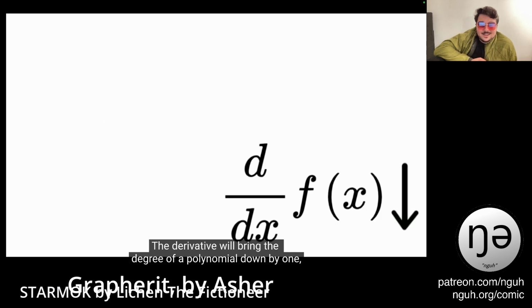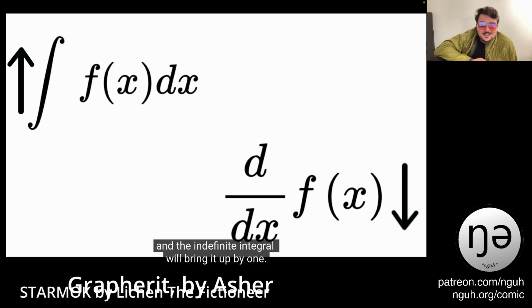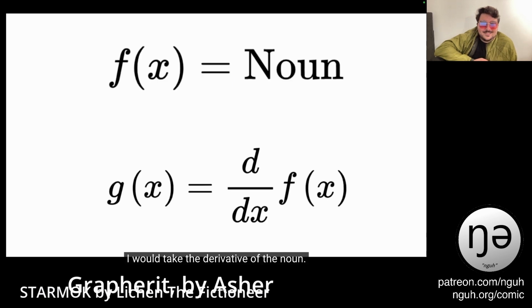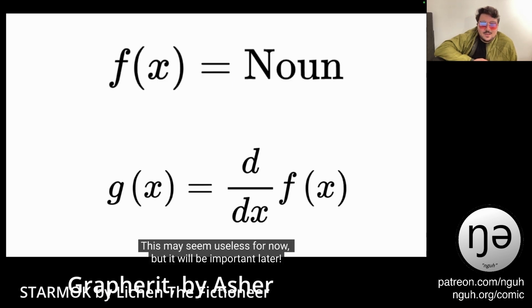Correct. The derivative will bring the degree of a polynomial down by 1, and the indefinite integral will bring it up by 1. So, for example, if I need to turn a noun into a verb, I would take the derivative of the noun. This may seem useless for now, but don't worry, it'll be important later.